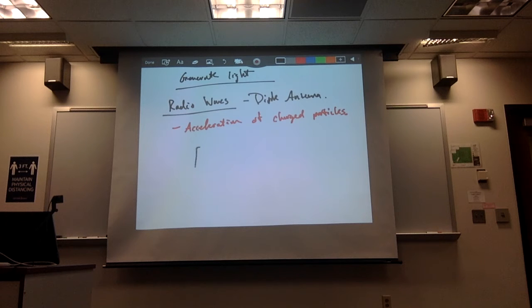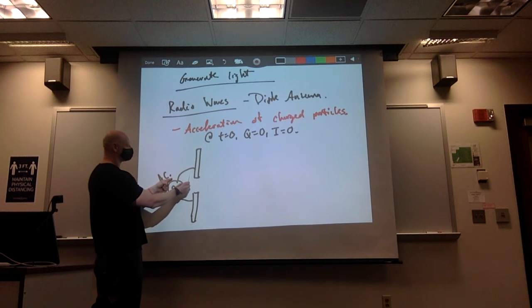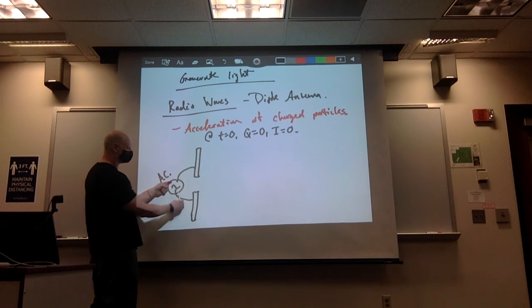So the way an antenna works is I basically have two rods. Here's rod number 1 and here's rod number 2. And these are going to be connected to something which is generating an alternating current. So I'm going to have an AC source here. So what happens? Let's say initially at t equals 0, the charge is equal to 0 and the current is equal to 0. Just for context. Now what's going to happen is as time goes on, charges are going to move from my AC circuit in this direction.